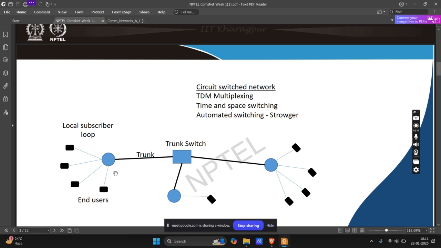Now what happens if there are even higher levels of networking? Your computers' end users are connected to one server, and there is another office where the end users are connected to another server, but these end users want to communicate with those end users. There is no direct line. And then there is another, say, home network. This is one office network. There is a switch, and all the computers are connected to this switch.